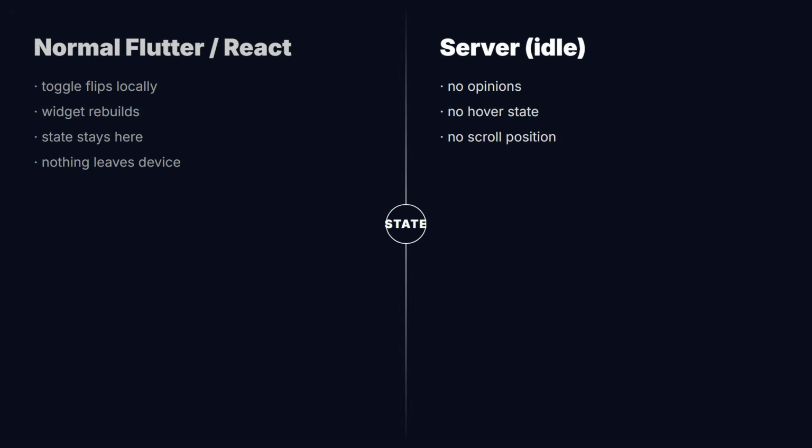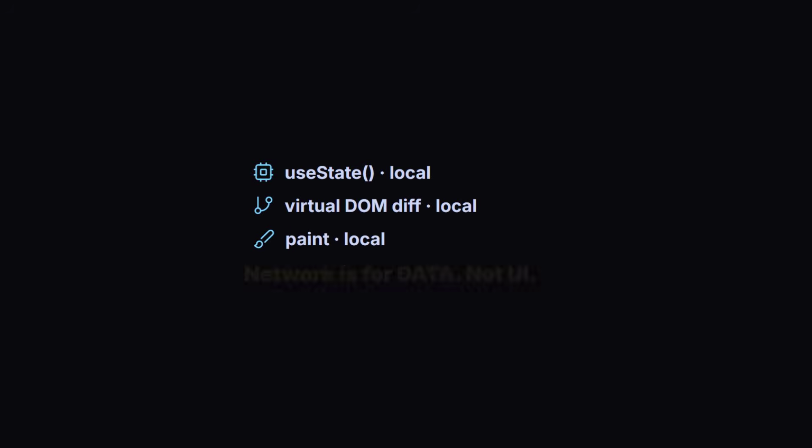Force 1, centralized state. In a normal Flutter app, UI state lives on the client. A toggle flips, the widget rebuilds, nothing leaves the device. In a normal React app, the same thing. State hooks, virtual DOM diff, paint. The network is for data, not for UI.